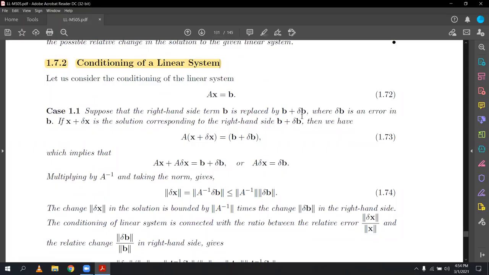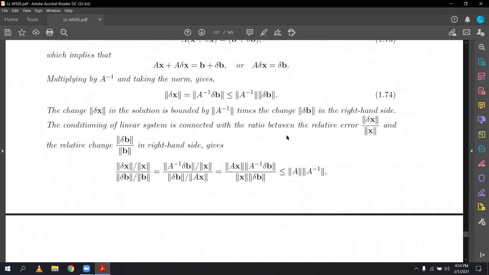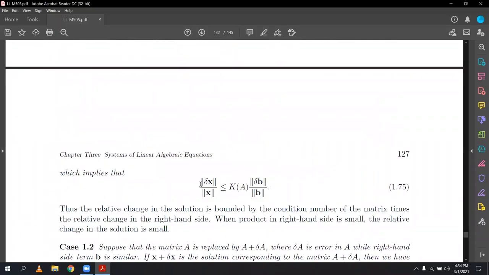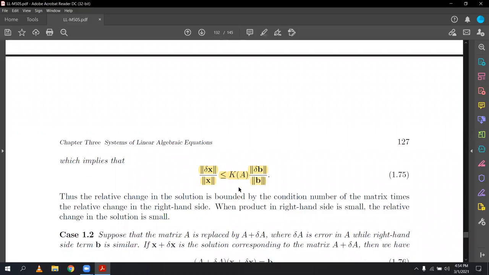And my question is, what is the change in the solution? When you calculate the change in the solution, you have to remember that formula, please. When there is a small change in B, what is the relative change in the solution? This formula you have to remember.